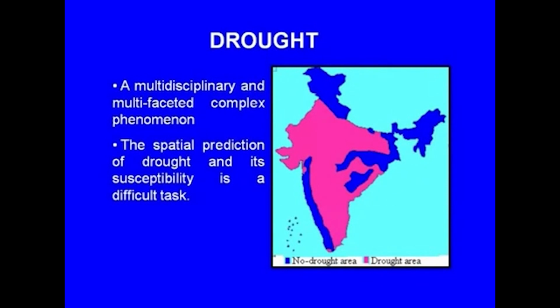Drought is a multidisciplinary and multifaceted complex phenomenon. The spatial prediction of drought and its susceptibility is a difficult task. In this particular illustration, the drought prone areas of India are shown. One can see that the major part of India is prone to drought phenomena, and thus this is a very critical natural hazard which affects a vast majority of the population of the country.